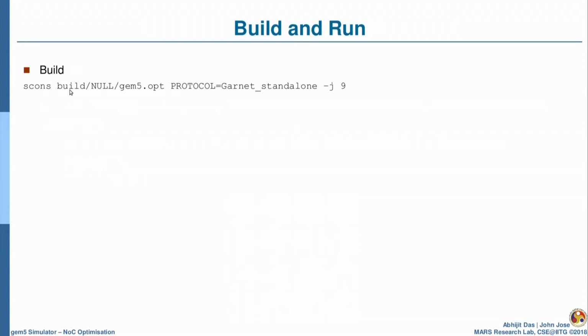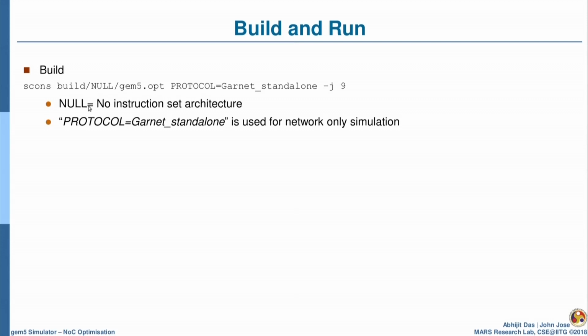After the general understanding of Garnet standalone module in Ruby, we can use this command to get started with the build. Here null is no instruction set architecture, because we are not simulating actual processors and memory, so we need not specify an actual instruction set architecture. Next is the gem5 OPT binary, and next is protocol equal to Garnet standalone, which is used for network only simulation.